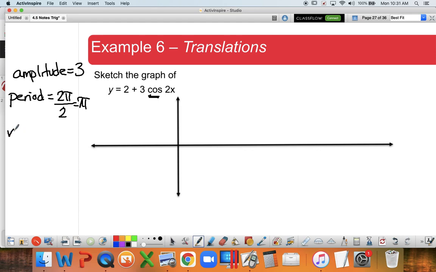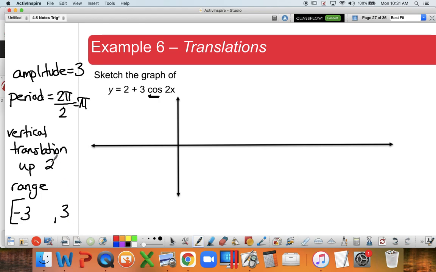And then my vertical translation is going to be up 2. So if I want to think about what my new range value is, right? Normally with an amplitude of 3, we would go from -3 to +3. But now I'm going to be going up 2. So my new range value is going to be -1 to 5.